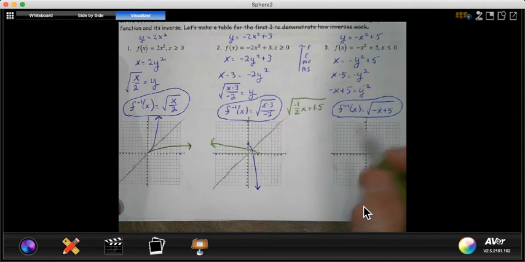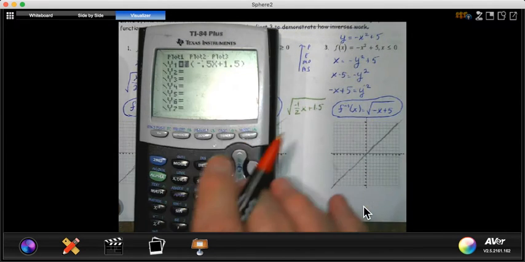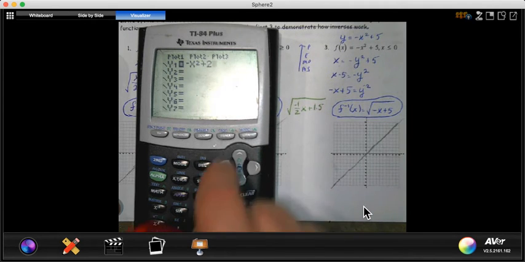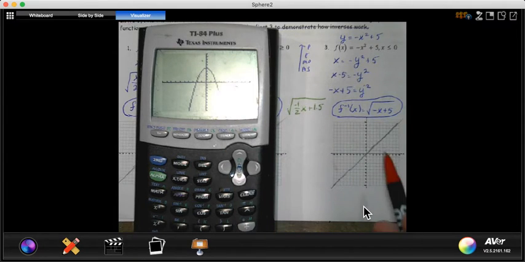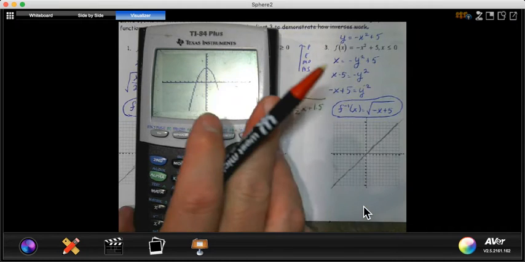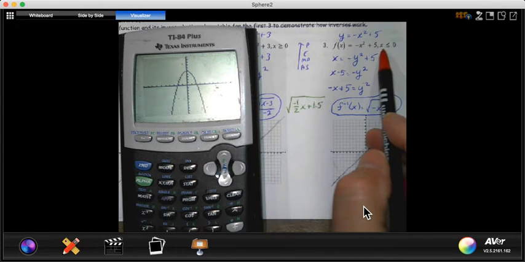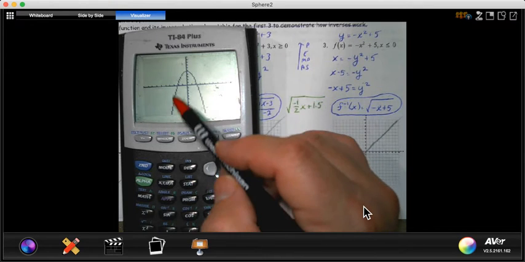Graph. I'm going to put in my imaginary graph. And then let's graph it. So I want to graph negative x squared plus 5. Okay, so that's this guy. Maybe move out of the light a little bit. There we go. But look at my restrictions. X has to be less than 0. So I only want to see this side, the left side.